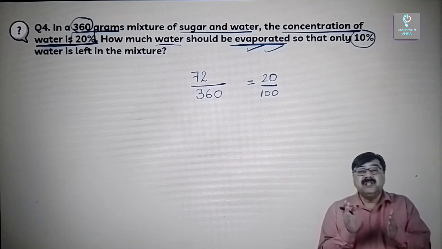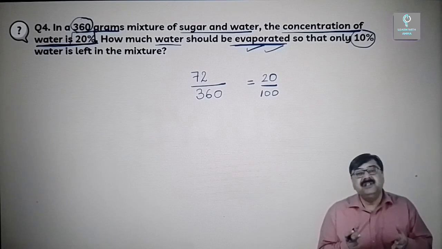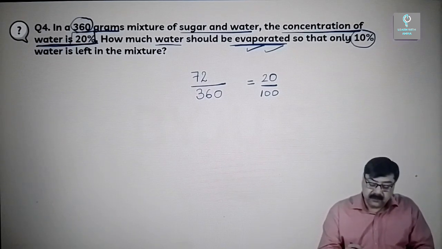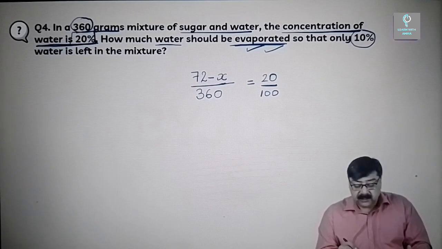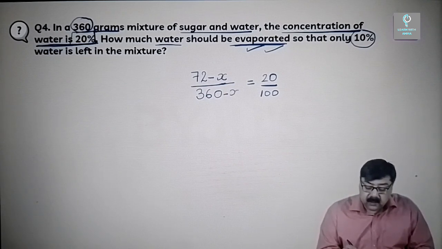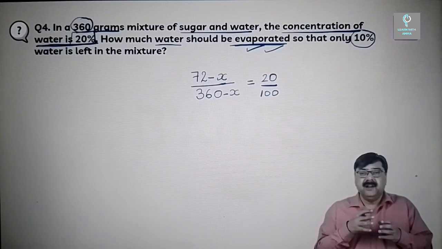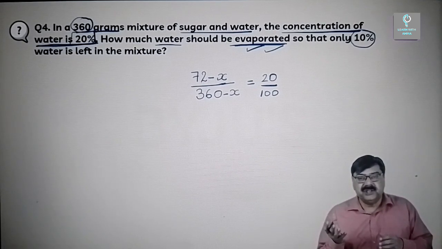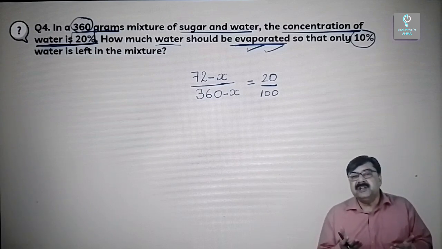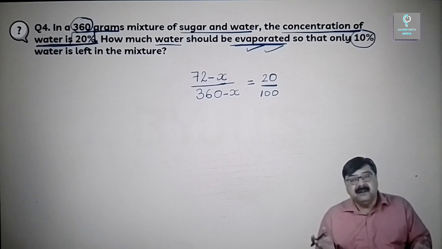Evaporated means that much amount should be reduced or subtracted from the initial quantity of water in the mixture. So from 72, we will have to subtract these X grams of water, and this X grams of water obviously is also getting subtracted from the complete quantity. If you have taken out X grams of water from 360 grams of mixture, then how much quantity of mixture remains? It would be 360 minus X grams.